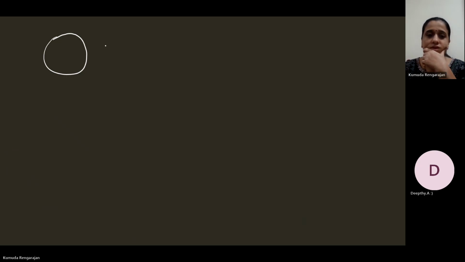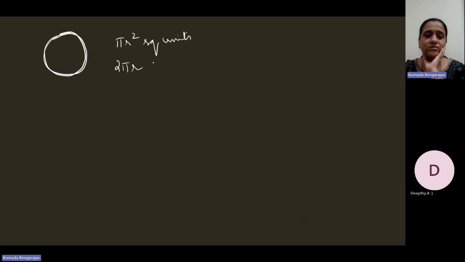Okay. So let's just recall. What's the formula to find the area of a circle? Pi r square. Area of circle is equal to pi r square units. Perimeter of a circle, 2 pi r. Perimeter is the length of the boundary, 2 pi r units.